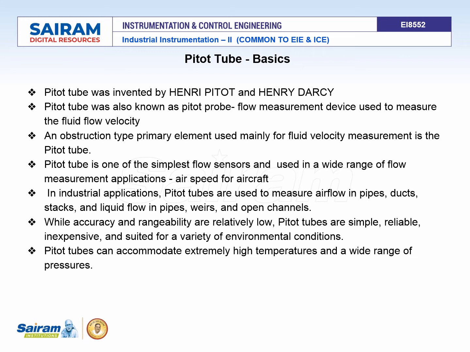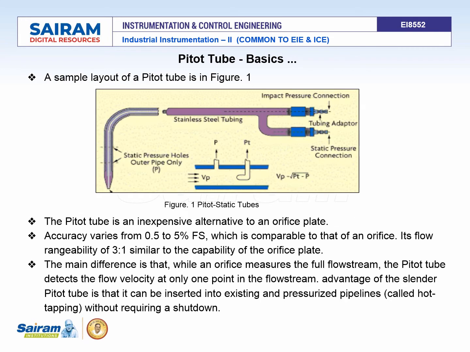Then coming to the industrial applications, pitot tubes are used to measure airflow in pipes, ducts, stacks, and fluid flow in pipes and open channels. It has very good accuracy, and rangeability is relatively low, but pitot tubes are simple, reliable, inexpensive and suited for a variety of environmental conditions. It can accommodate very high temperature and a very wide range of pressures.